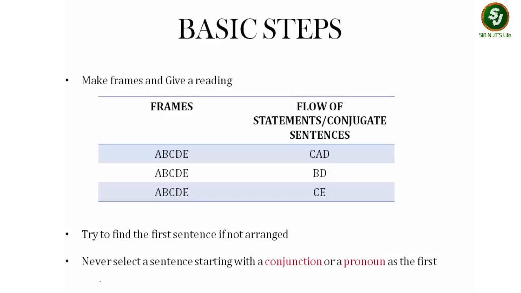There is a hint in how you can select the first sentence. Never select a sentence starting with a conjunction or pronoun as the first sentence, as we all know that in the starting we cannot use a conjunction or a pronoun. Conjunctions are joining words which help to join sentences. So at the beginning of a paragraph, the first sentence can never join another sentence. So if a sentence is starting with a conjunction or pronoun, then definitely that cannot be the first sentence. Just strike it off, and it will be for later purposes. So this is an important hint where you can try in finding out the first sentence of a jumbled paragraph.